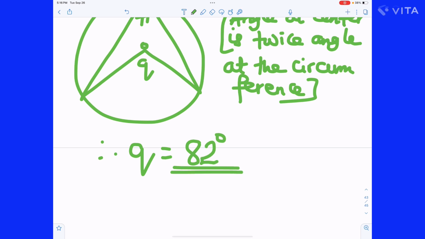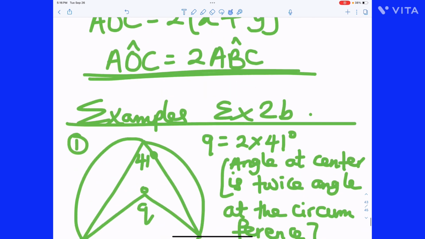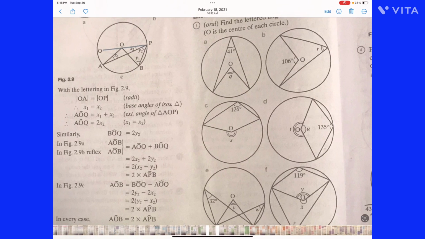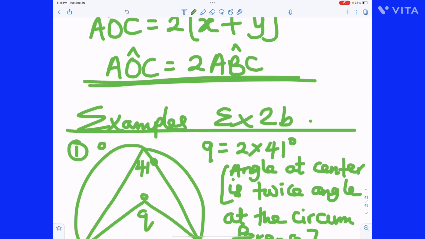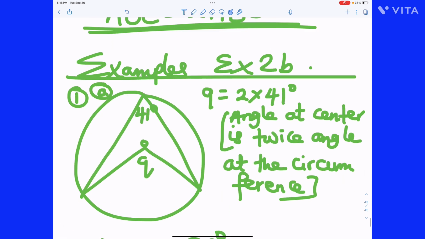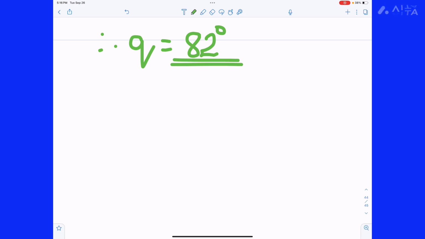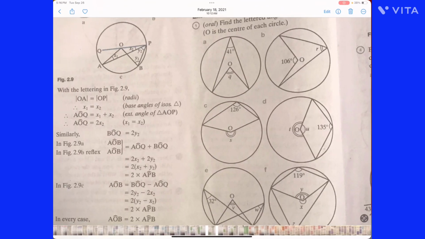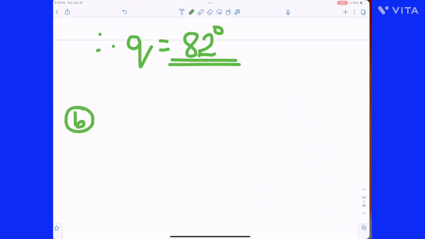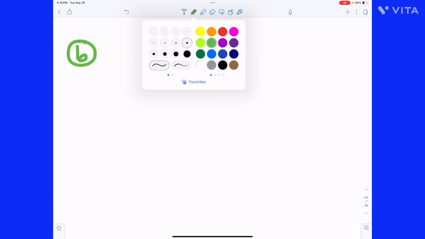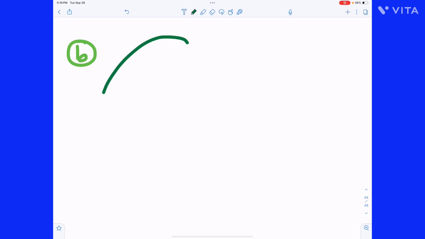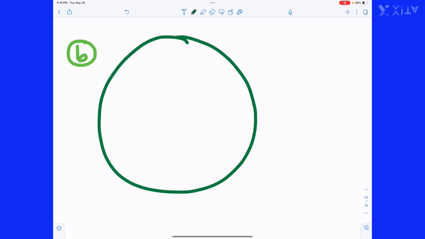Let's go to, I think this should be question 1A. Let's go to question 1B. I'll be kind of fast. Okay, I have a diagram here, 106, R. Okay, let me try and use something brighter.